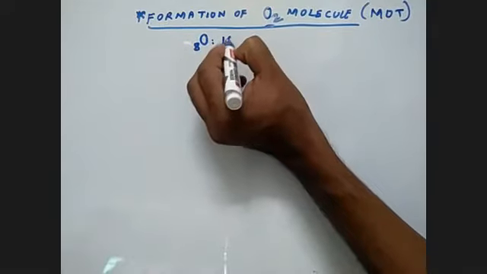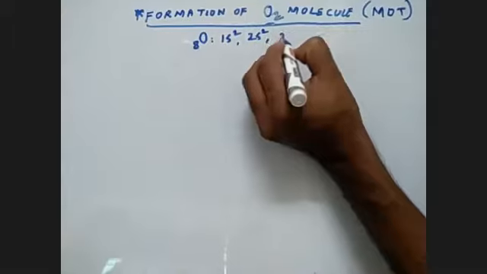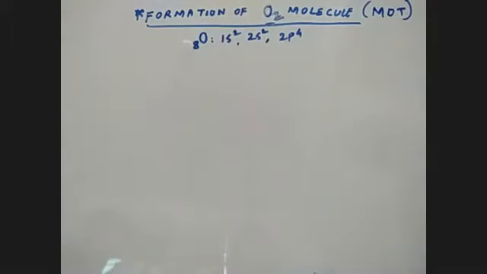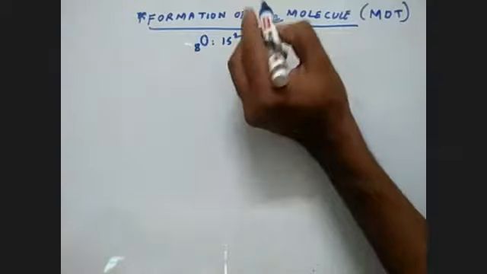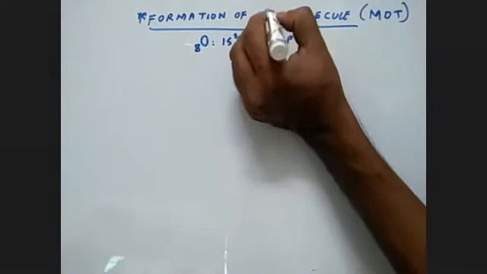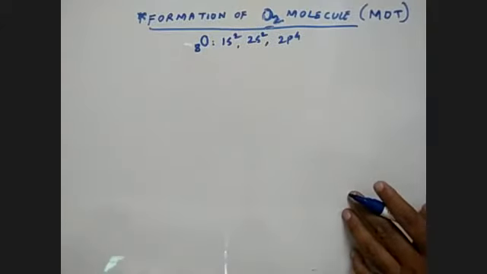It is 1s2, 2s2, 2p4. Fine. This is the electronic configuration of oxygen. Right. Now, when two oxygen atoms combine, they will form O2 molecule. So how they will combine according to MOT diagram, we can show.